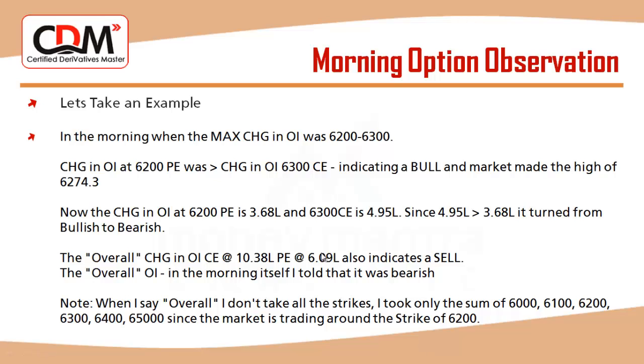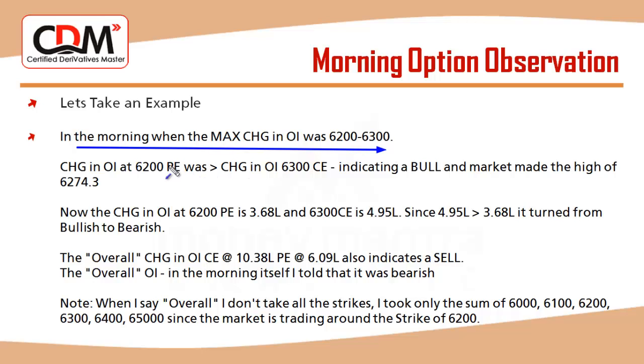This was just a recent observation we have made in the market. Let's take an example. Suppose in the morning the maximum change in open interest was at 6200 and 6300. This is just a further example of open interest observation, like how we should interpret when the market opens at 9:15. By 10 o'clock our trend would eventually start showing the trend for the day.